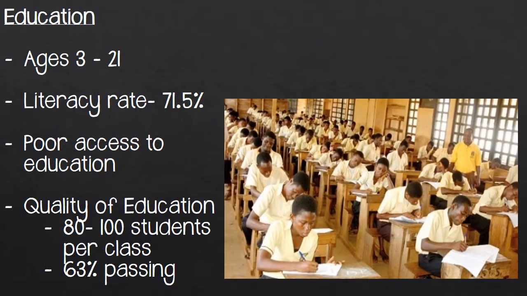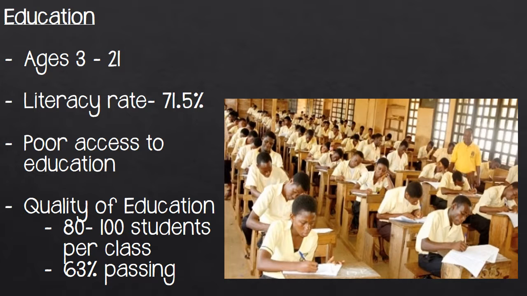The schooling age in Ghana is from 3 to 21 years of age. Students begin in preschool, then basic school, followed by junior high, senior high, and then, if a student so chooses, an institution or university. Overall, the literacy rate across Ghana is 71.5% literate.